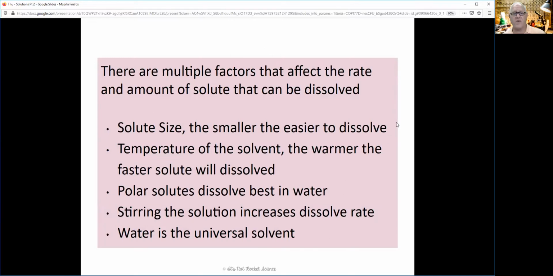Multiple factors affect the rate and amount of solute that can be dissolved. The smaller the solute size, the easier it is to dissolve. The warmer the temperature, the faster the solute will dissolve. Polar solutes dissolve best in water. Stirring the solution increases the dissolve rate. And water is our universal solvent.